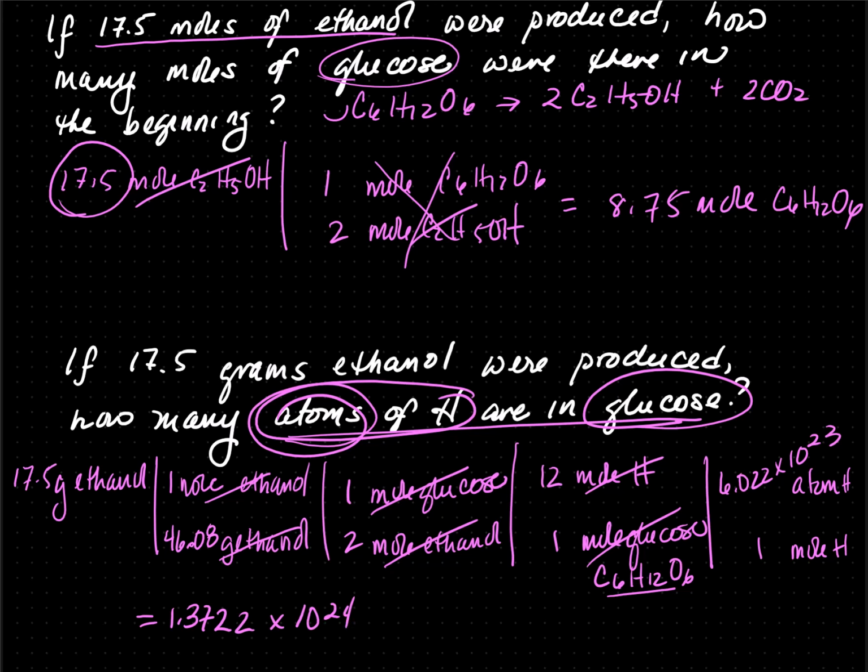Now I need to do sig figs. The conversion factors don't count. There's 3 significant figures: 1, 2, 3. I look 1 to the right, less than 5, so the 7 stays. Times 10 to the 24th. Make sure you write your exponent. Atoms of hydrogen.